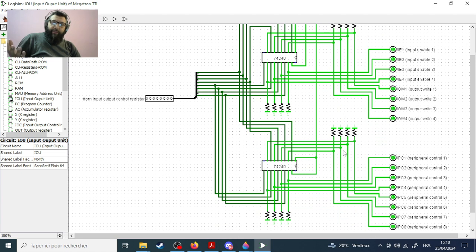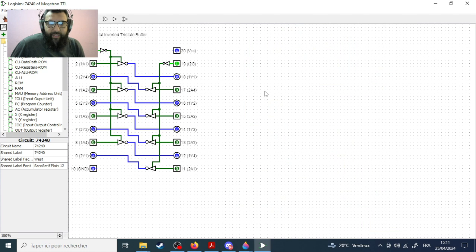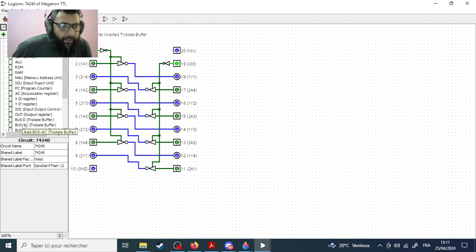You don't need to imagine something that doesn't exist. What you need to understand is that you have to implement this schematics. This circuit, you can see here, is a tri-state buffer. You have to implement the same functionality in Chisel.